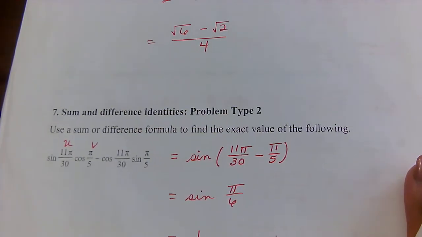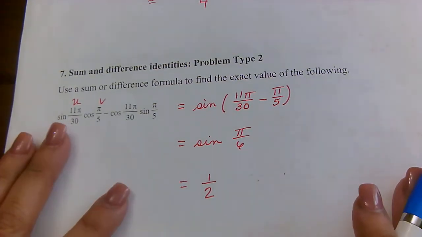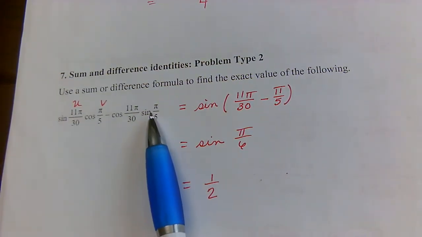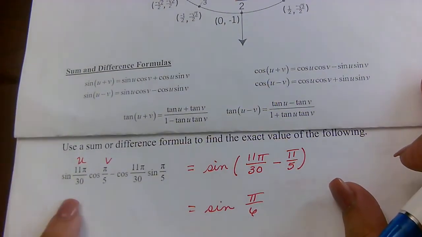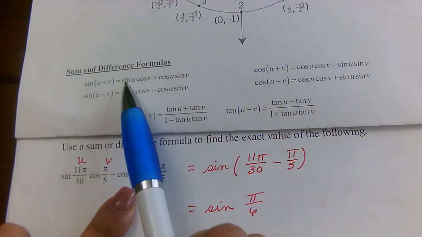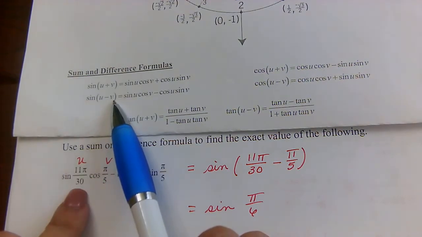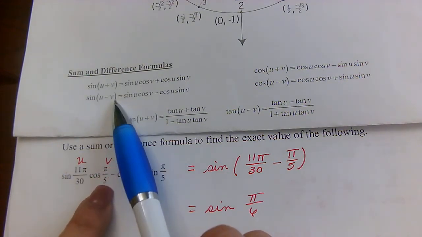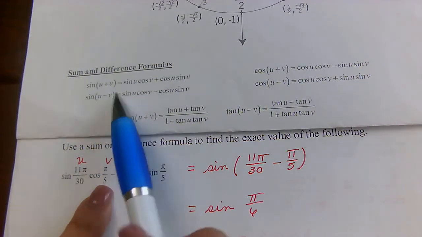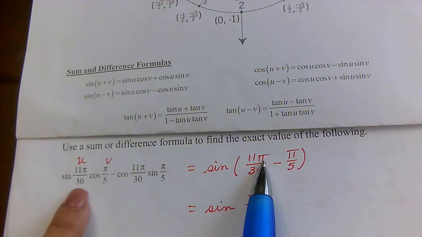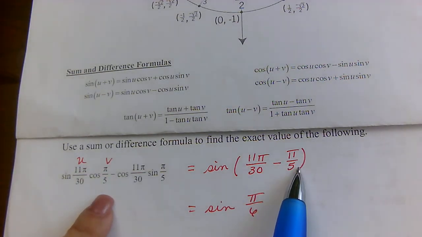Okay, right? Number 7 is going to be going in the opposite direction. Here you're given the actual equation and you're trying to match up which one it looks like. We're given sine cosine with the minus, sine cosine with the minus. So we're going to be using this side. Identify your angle, that's your u, and the one that's your v. So here I'm going backwards. Sine of u minus v. So sine of u, 11 pi over 30, minus v, which is pi over 5.